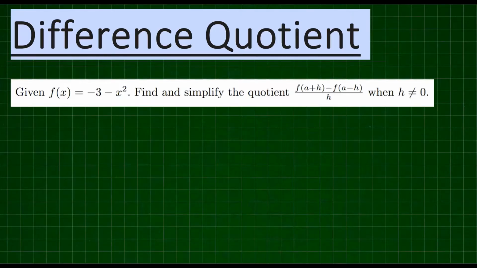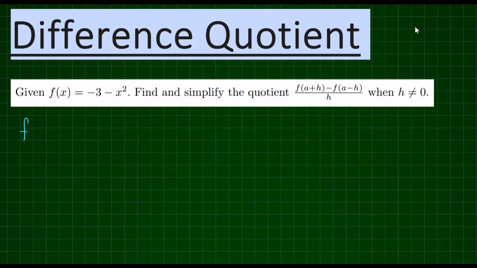Okay, so here we're going to simplify this difference quotient formula. This is the formula we want to simplify for this function. First thing you want to do is figure out what these pieces are. What is the expression for f of a plus h? And what is the expression for f of a minus h? Once we have them, we just plug them into the formula, divide by h.